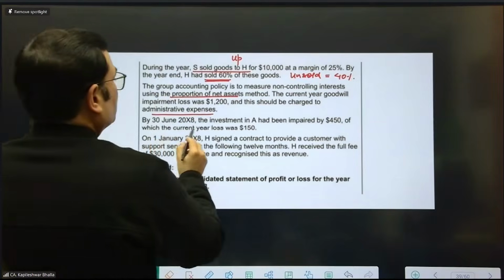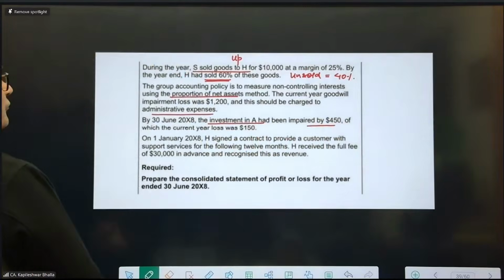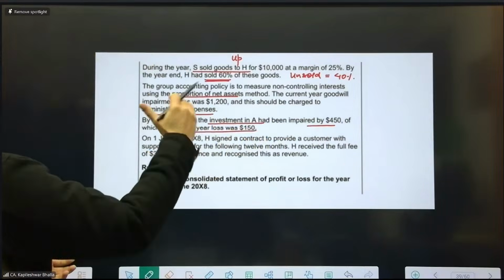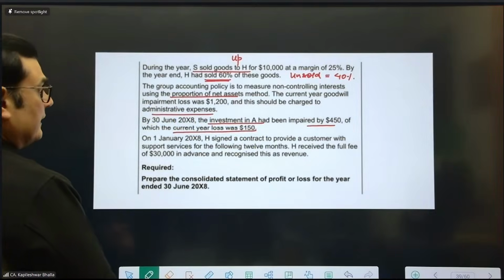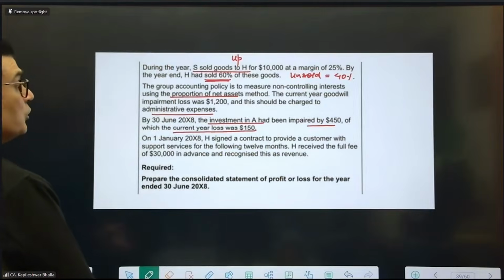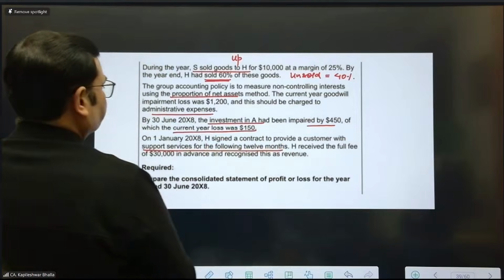Then it says on 30th June, the investment in A also stands impaired by 450. But out of this, the current year is 150. 300 is prior to the current year. Then it says on 1st January X8, H, that is the parent company, signed a contract to provide a customer with support services for 12 months.